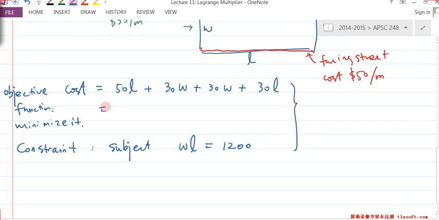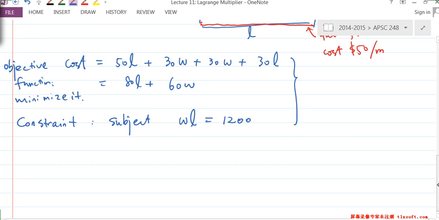So you can simplify the first one a little bit here. So what would that be? 80L plus 60W. So if I don't teach you anything about the Lagrange multiplier that we're going to do, when you look at this one here, actually, if you're in high school, you can still solve this problem. So how do we solve this problem then?